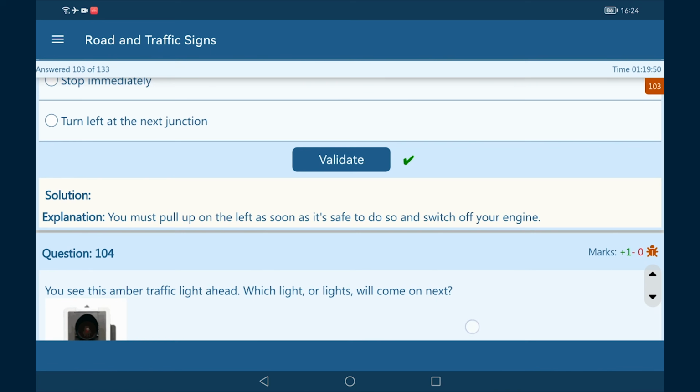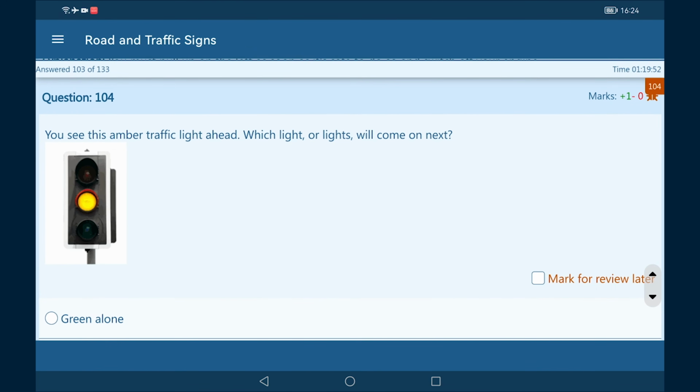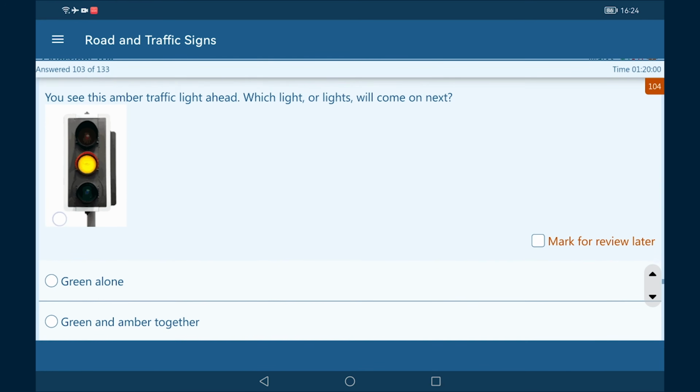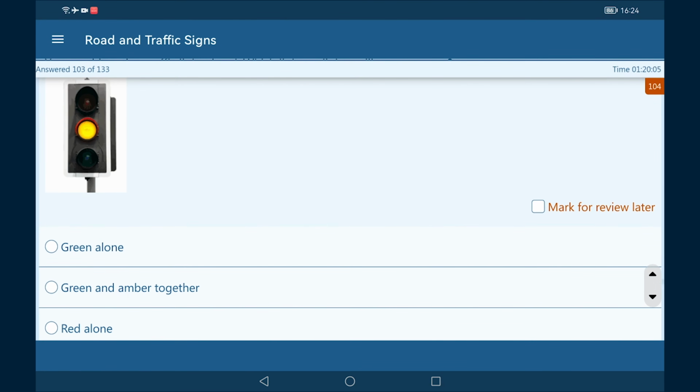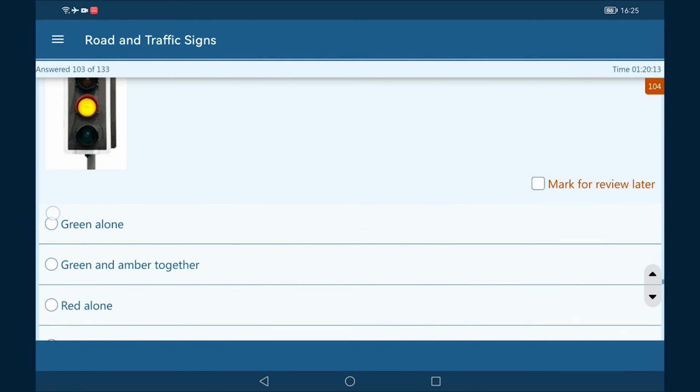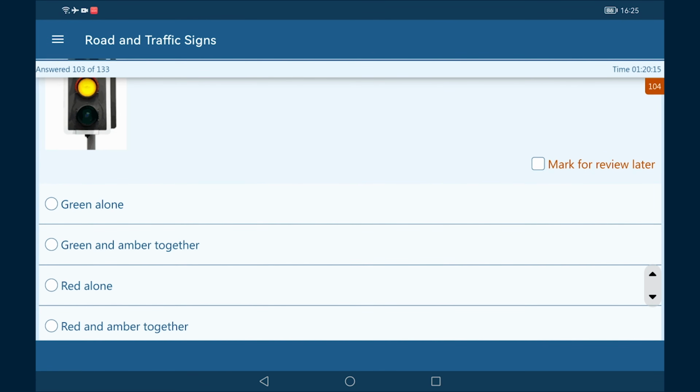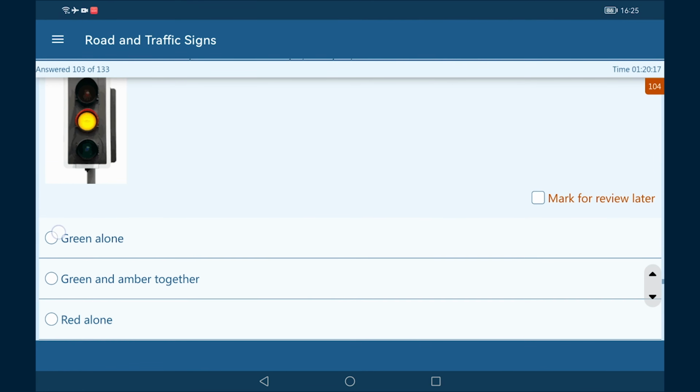Question 104. You see this amber traffic light ahead. Which light or lights will come on next? Option 1. Green alone. Option 2. Green and amber together. Option 3. Red alone. Option 4. Red and amber together. The correct answer is Option 3, that is, red alone.